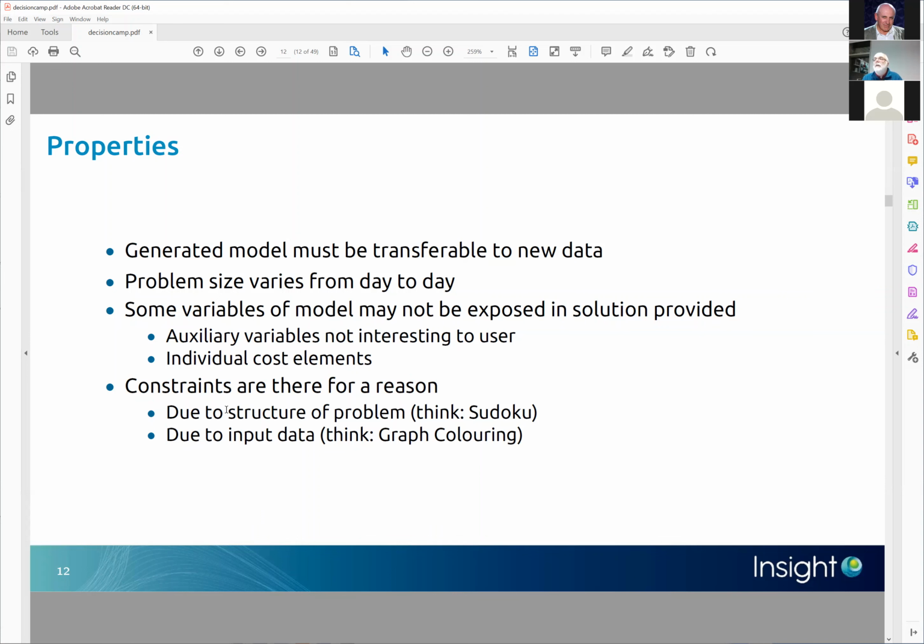And fundamentally, we assume that the constraints are there for a reason. They're either there because of the structure of the problem, like in the Sudoku, or they're due to the input data that you're giving. So if you have a graph coloring problem, then you would expect that you are given the graph to color as input data, and you have to recognize that this is a graph, and that what you want to do with this is do a coloring.